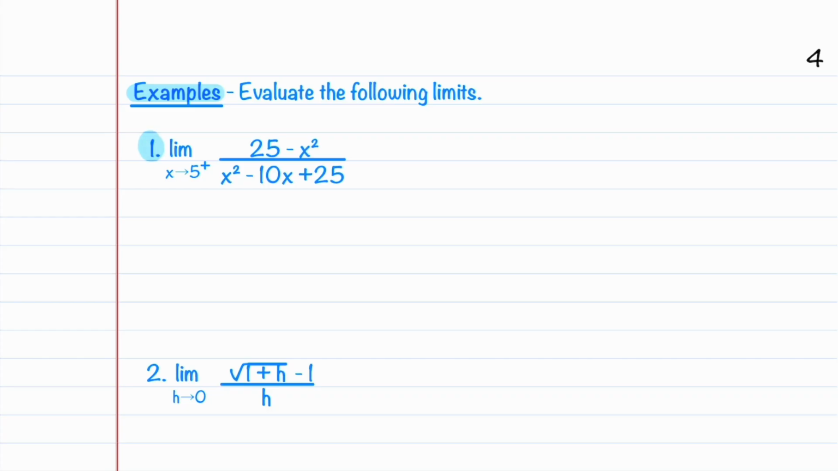The first thing that we always want to do is to just plug in our number and see what we get. So this is 25 minus 5 from the right squared, which is 25, all divided by 5 from the right squared again, so that's 25, minus 10 times 5, which is 50, plus 25. So you can see that this gives us 0 divided by 0, which is an indeterminate form.